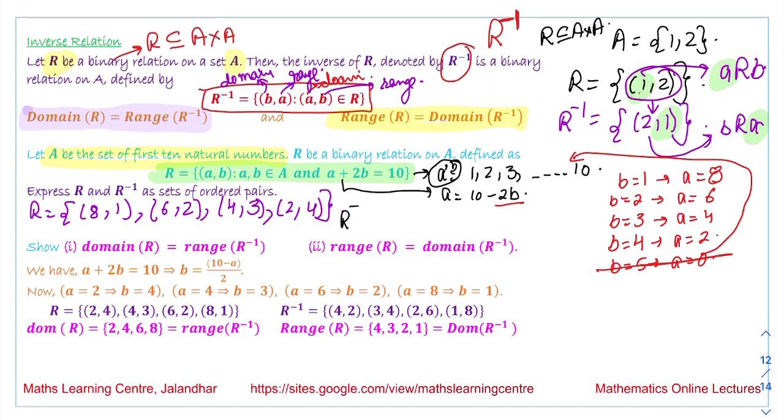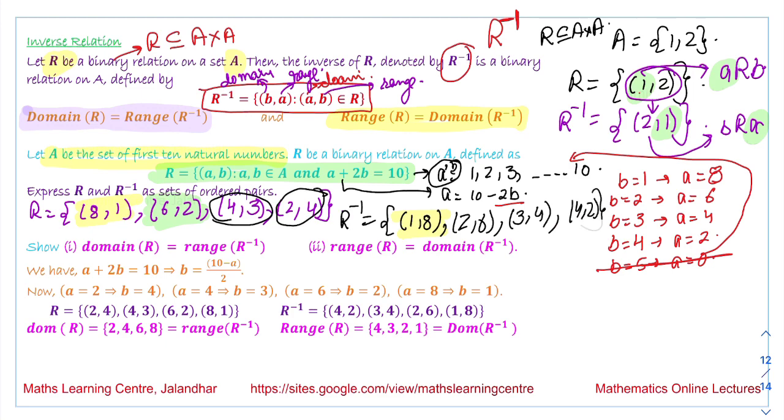When we have to write R inverse, the inverse relation, in place of 8 comma 1 we write 1 comma 8. Next, in place of 6 comma 2, we write 2 comma 6. Then in place of 4 comma 3, we write 3 comma 4. And in place of 2 comma 4, we write 4 comma 2. So this is the inverse relation corresponding to the relation R.